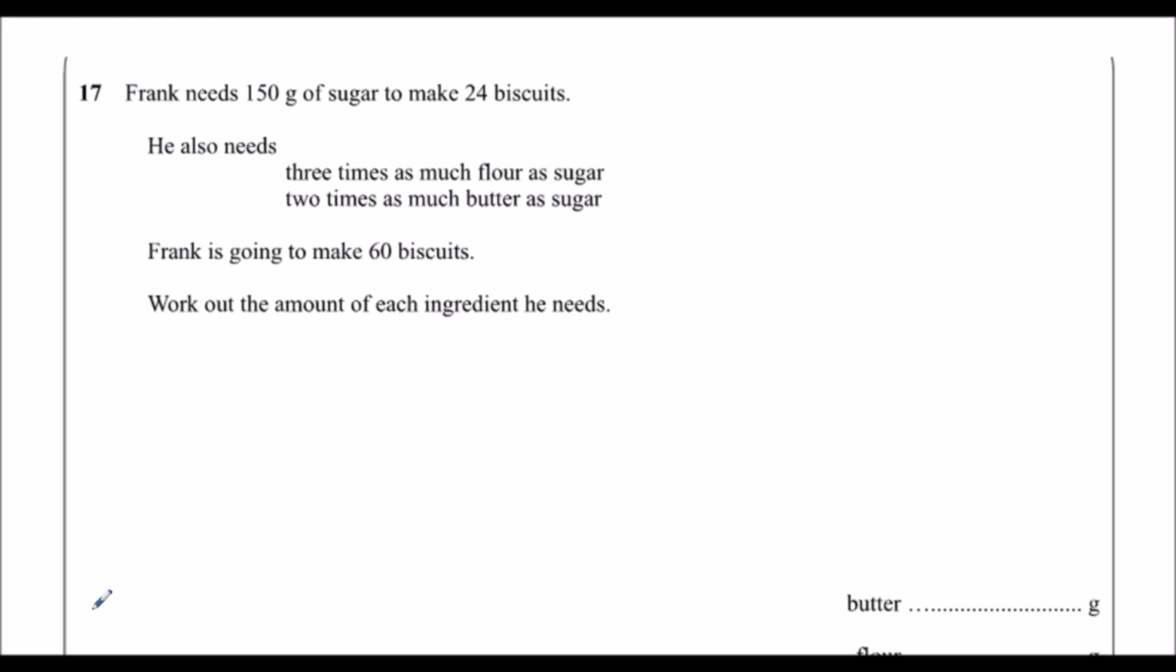Question 17. Frank needs 150 grams of sugar to make 24 biscuits. He also needs 3 times as much flour as sugar. So let's work that out. 3 times as much flour as sugar. So 3 times 150 is 450 grams. So that's how much flour he needs. And he needs 2 times as much butter as sugar. So that's 2 150s, which is 300 grams of butter.